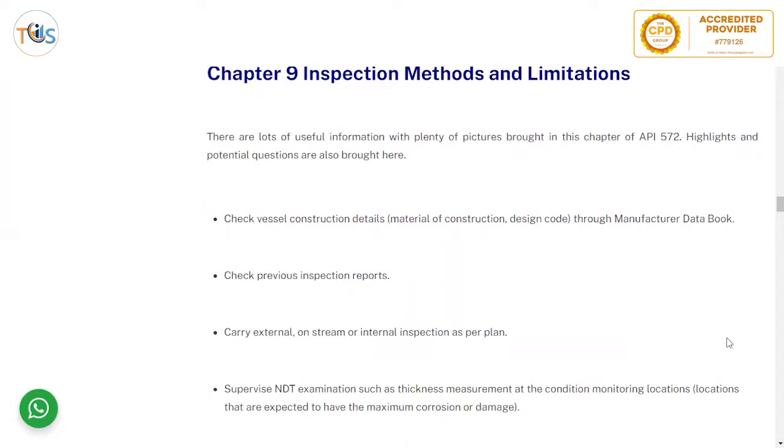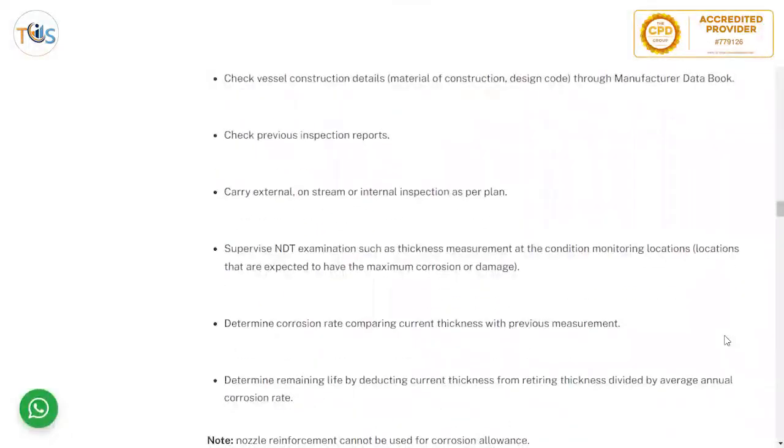There is lots of useful information with plenty of pictures in this chapter of API 572, highlighted, and potential questions are also brought here. Check vessel construction detail, material of construction, and design code through the manufacturer's data book. Check previous inspection reports, and carry out external, on-stream, or internal inspection as per plan. Supervise NDT examinations such as thickness measurement at the condition monitoring locations.